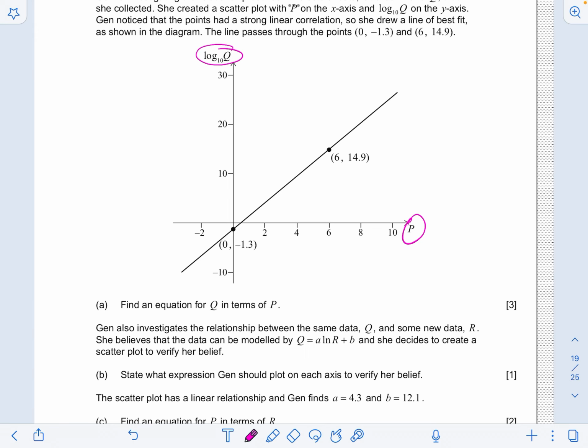We can find an equation of this line initially by finding the slope of the line, and we already have the y-intercept, negative 1.3. So for the slope, we can find m by doing 14.9 minus negative 1.3 over 6 minus 0. When you do that, you get that m is 2.7. And like I said, we can see b because we're given the y-intercept.